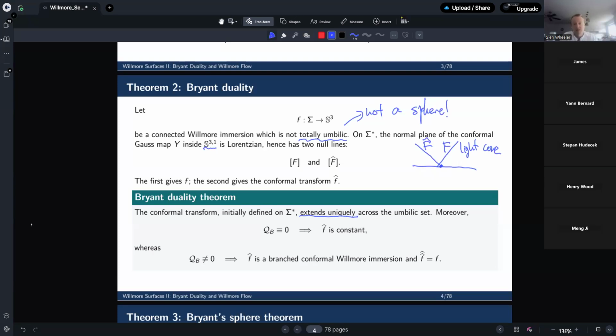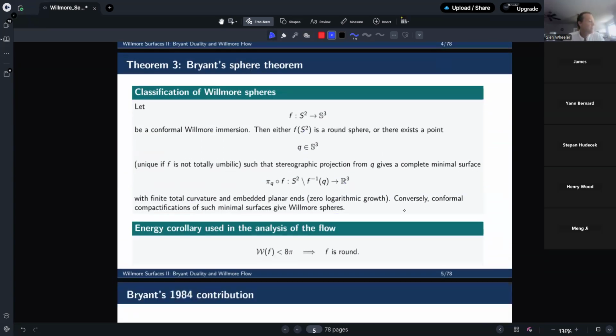It tells us that the umbilics don't make a big problem as long as it's not totally umbilic. But if it's totally umbilic, then it's a sphere and everything's easy. And we have that if the quartic differential form vanishes, then we can completely determine the transform as being a point, transforms to a point, constant. And then we also have, in the other cases when it's not zero, for example in a different topology, this reflexivity property of the conformal transform of the Bryant dual. It turns into a branched conformal Willmore, and if you take the dual of the dual, you get back to the original surface.